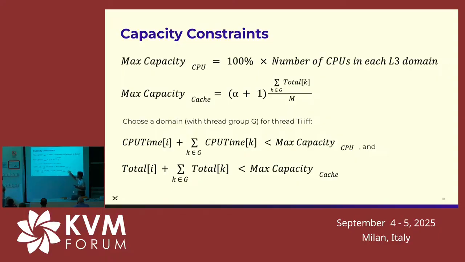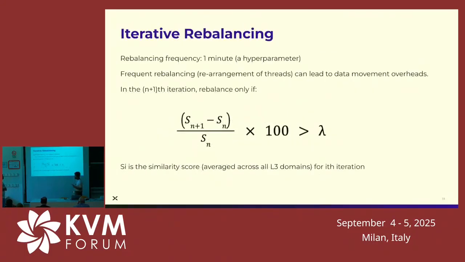Now, once these constants are defined, we should go ahead and choose an L3. If we are planning to choose an L3 domain for a thread Ti, we should ensure that the CPU capacity and the cache capacity both should obey these constants, right? So the CPU usage after adding this thread in that group should be less than the maximum capacity for that overall. So this helps us fix the two problems with the basic similarity function based placement of the threads.